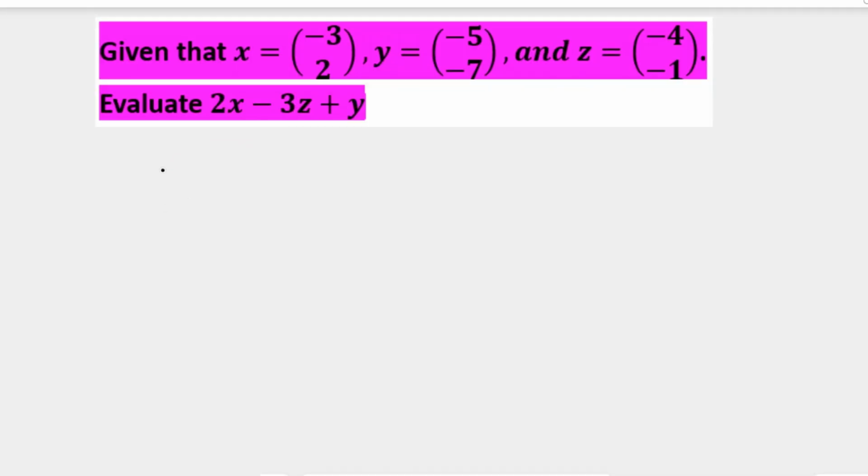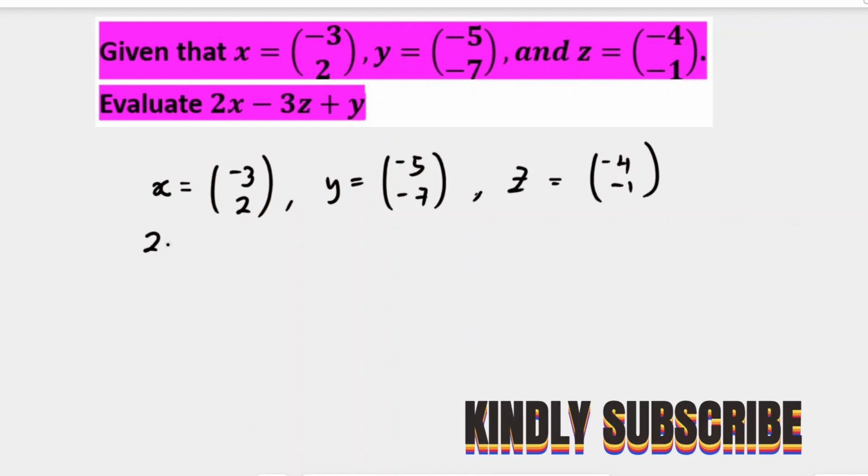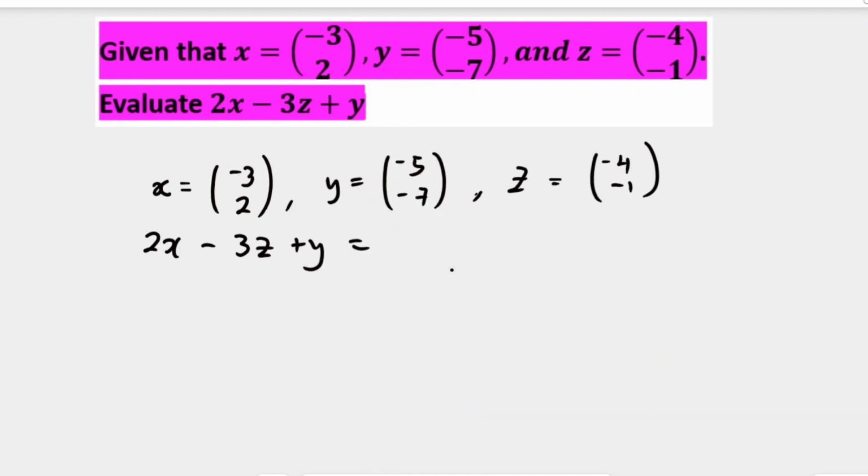So we are given the vector x, and it has components -3, 2. The vector y has components -5, -7. And that of z has components -4, -1. So how do we evaluate this one? 2x minus 3z plus y. So let's do the substitution straightforward.